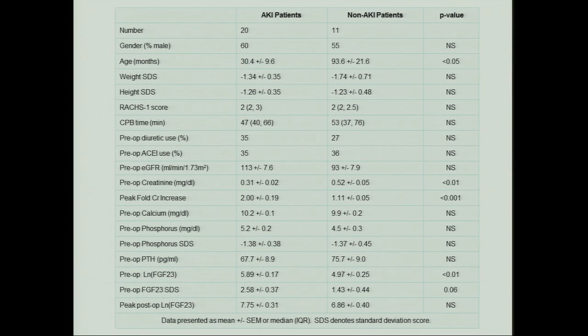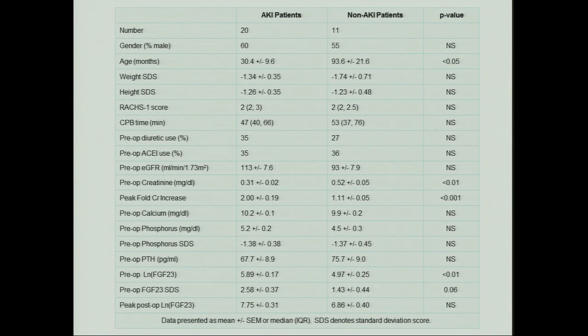So to date, we've enrolled 31 cardiopulmonary bypass patients in whom biochemical assessment has been performed before and after surgery, and of whom 20 developed acute kidney injury, which is defined as a 50% increase in serum creatinine, and 11 did not. This table shows baseline characteristics. Most baseline characteristics did not differ between the AKI and non-AKI group, including the weight standard deviation score, height standard deviation score, cardiac complexity, cardiopulmonary bypass time, estimated GFR, and mineral metabolism parameters, including phosphate. The AKI group was younger than the non-AKI group, and as such had a lower creatinine.